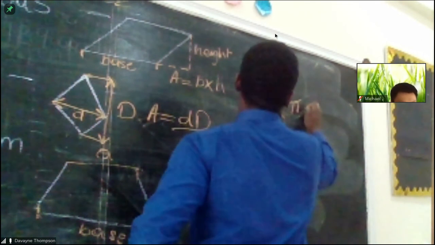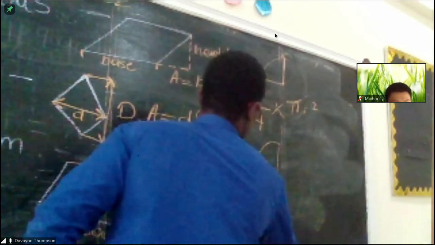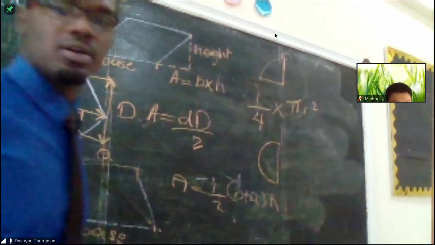Good job, Michael. One more time. Let's try this one, Michael. What if you have this section of the circle? What would be this formula?